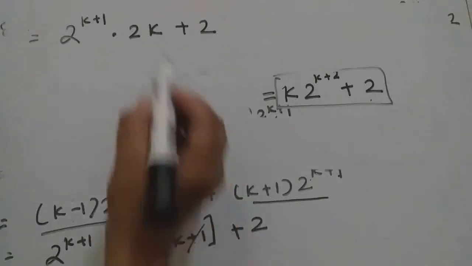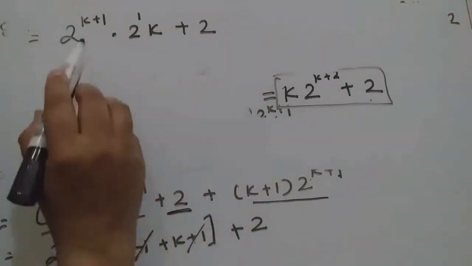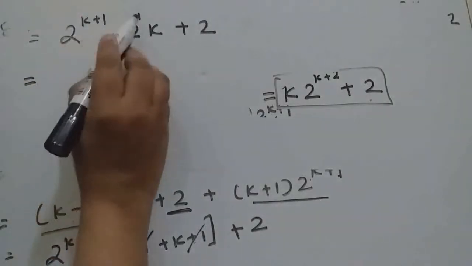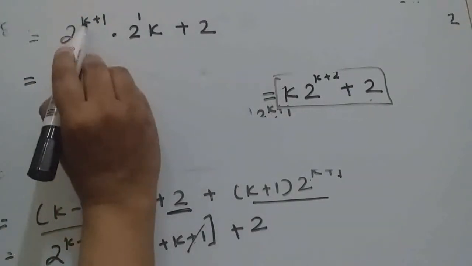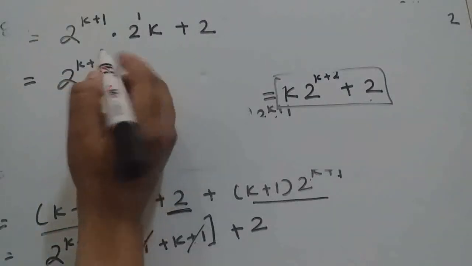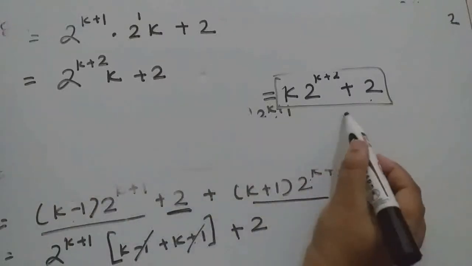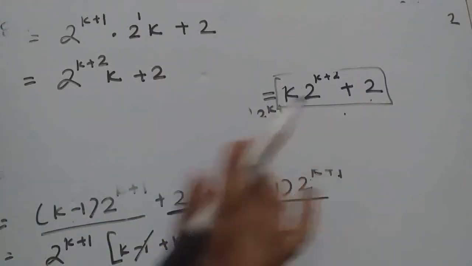So now see, this 2 is there means power 1 is there. So index rule, what is the index rule? We can add the powers. So what will happen? k plus 1 plus 1, that means k plus 2, isn't it? And k is already there, then plus 2. So observe the RHS, both are same, isn't it?